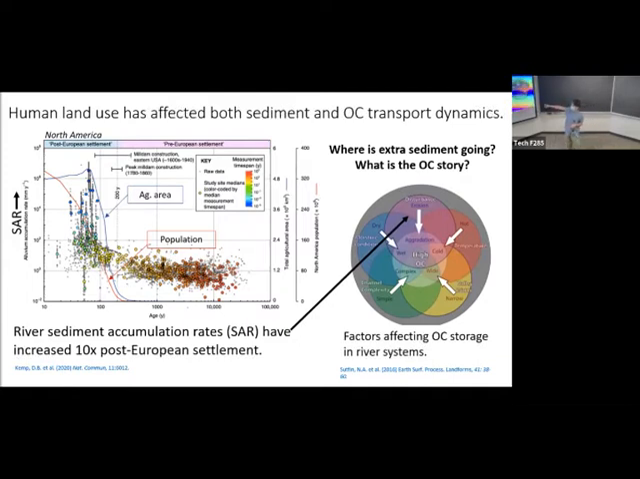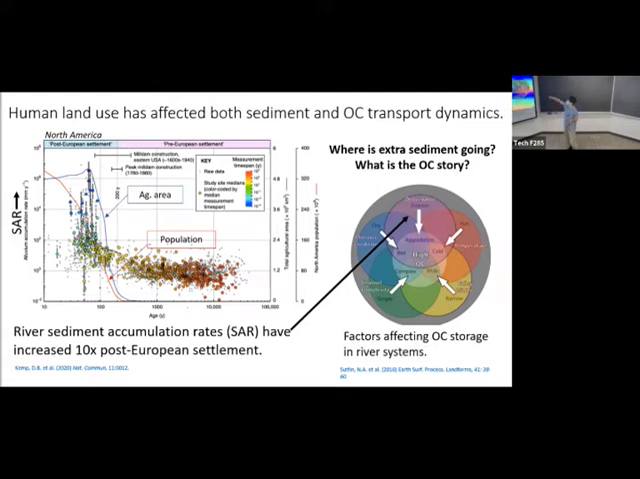This study just came out in 2020. It's really kind of unsettling. Since European settlement in North America, we've seen a tenfold increase in sediment accumulation rates on river systems. This is also corresponding with an increase in agricultural area, probably highlighting that human land use is affecting this change.